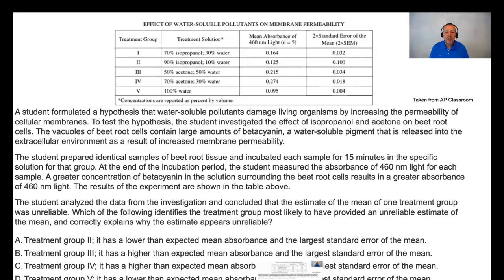The vacuoles of these beetroots contain large amounts of beta-cyanine. Beta-cyanine is a water-soluble pigment that is released into the extracellular environment as a result of increased membrane permeability. The student prepares identical samples of beetroot tissue and incubates each of these samples 15 minutes in a specific solution.